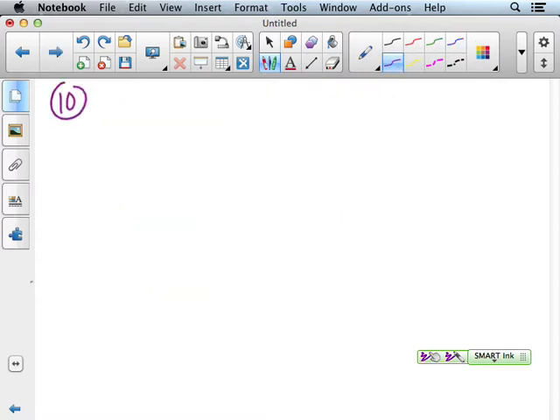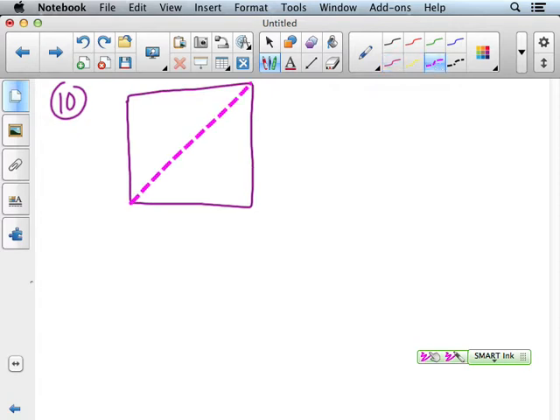Number 9 was a long one. The diagonal of a square measures 3 square root 2 inches. You guys have done these problems a lot, so you should be good at them now. So it says it measures 3 square root 2 inches. Find the exact area of the square.